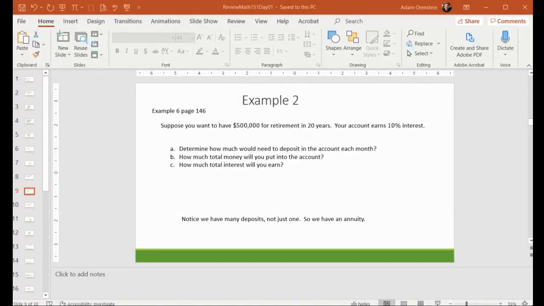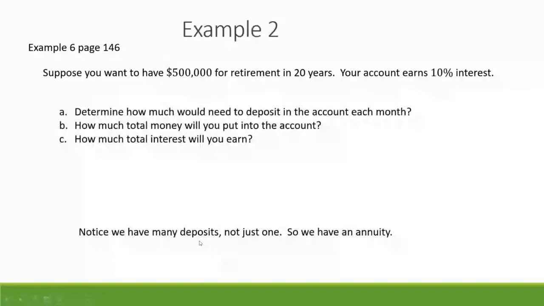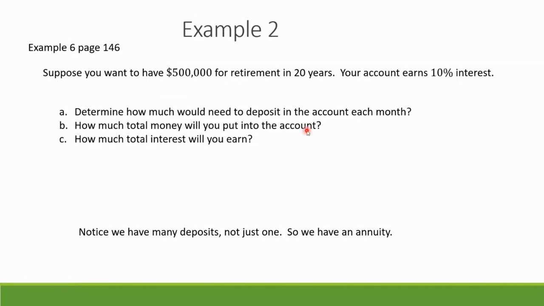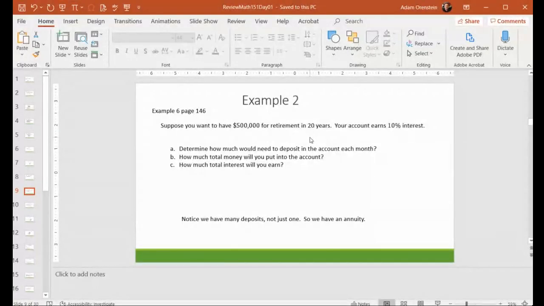So for this one, this one's a little bit different. We want to have $500,000 for retirement in 20 years. We know the account we're using, whatever it is, is earning 10% interest. Now this is a little bit different because we have to figure out what our deposit is, what our monthly deposit is.